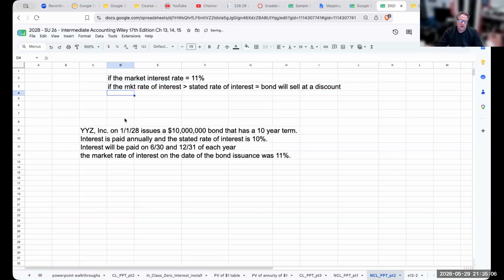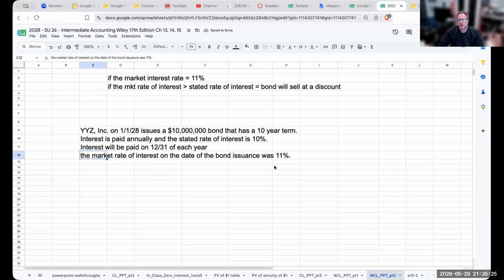Okay, so going back over here to bonds, right? So I issue a $10 million bond that has a 10-year term, interest paid annually at the stated rate of interest of 10%. Interest will be paid on December 31st of each year. The market rate on the date of the bond issuance was 11%.